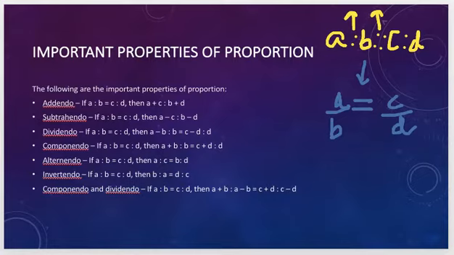Then alternando, you're going to alter the terms, that is B will take the place of C and C will take the place of B. Invertendo, then B will take the place of A and A will take the place of B. So inverting the same ratios. Then componendo and dividendo. Componendo means we have to add, dividendo means we have to subtract. Then plus terms in the numerator and subtraction terms in the denominator.